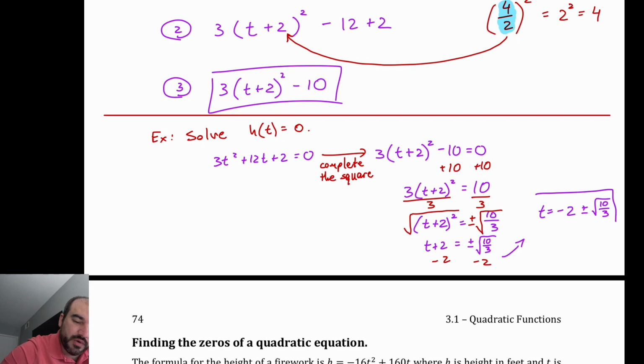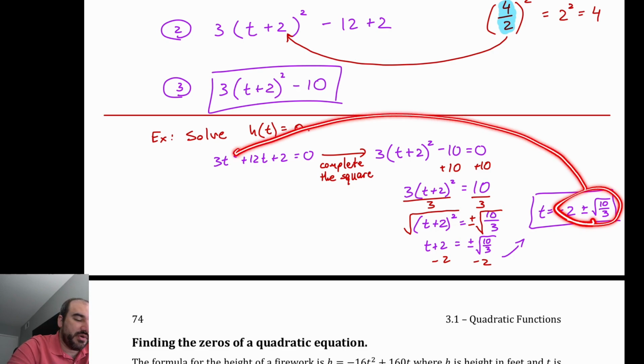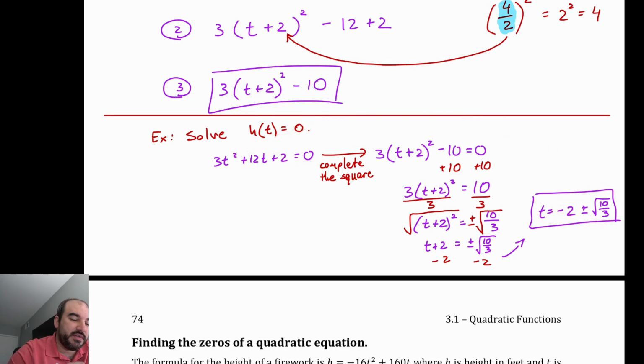So that's what t would equal, so that this original expression is equal to 0, right? So if I take these numbers, which there are two of them, right? There's the negative 2 plus square root of 10 thirds and the negative 2 minus square root of 10 thirds. If I took either of those and I plugged it into my t's in my original expression, I would get 0. So we just solved this quadratic equation by completing the square.